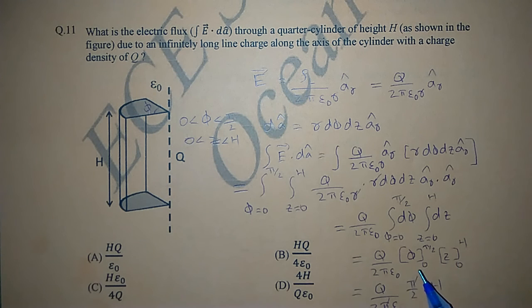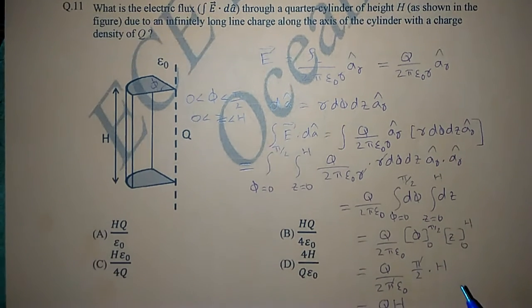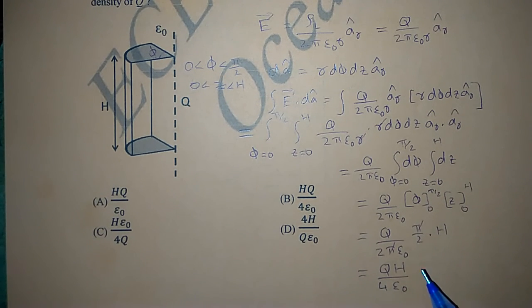After integration and substituting the required parameters, finally I got QH by 4 epsilon naught. So from this I can say that option B is the correct answer.